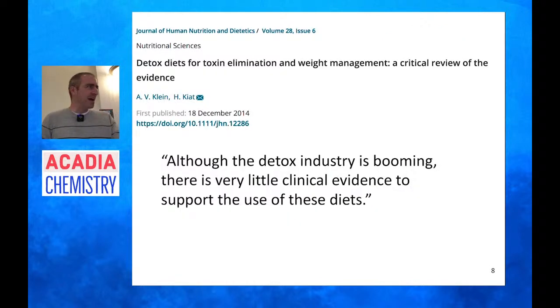Well, here's some data, here's some evidence. This was a paper published in Nutritional Sciences in 2014, titled Detox Diets for Toxin Elimination and Weight Management: A Critical Review of the Evidence. This is what you would call a meta study. What they do is they take many, many other studies, evaluate them all as one whole collective of individual studies, and try to draw conclusions from a broad number of studies that you could not draw from just a single study. And what they say is, although the detox industry is booming, there's very little evidence to support the use of these diets.